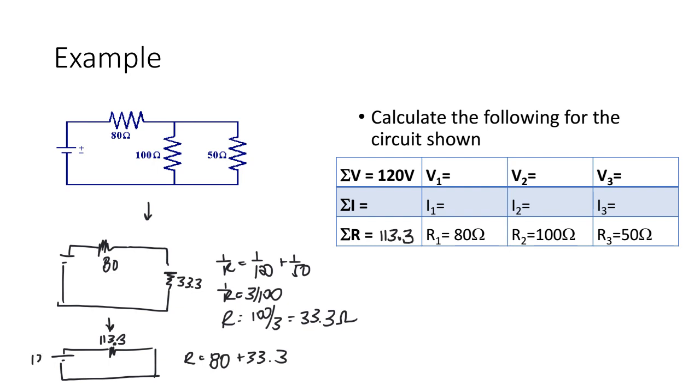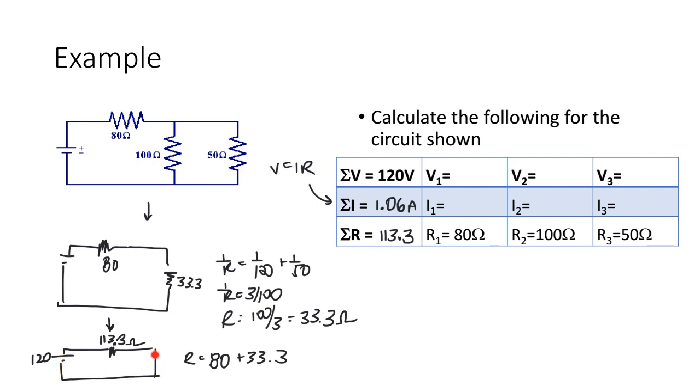So this voltage right here is 120. We know the resistance is 113.3. We can use V equals IR to find the total current. 120 divided by 113.3, 1.06. Perfect.